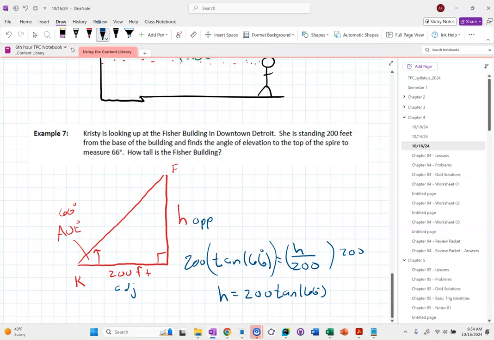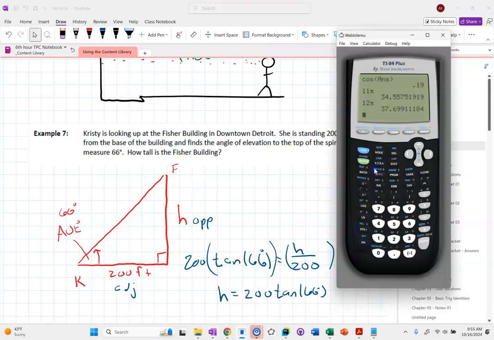And now it's calculator time. Before I go typing this into my calculator, though, what do I need to check? The mode of my calculator. In this problem, what is the angle measured in, degrees or radians? Degrees. What mode does my calculator need to be in to do this problem? Degrees.